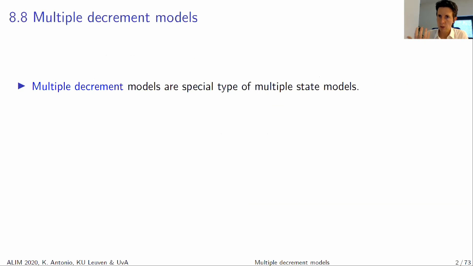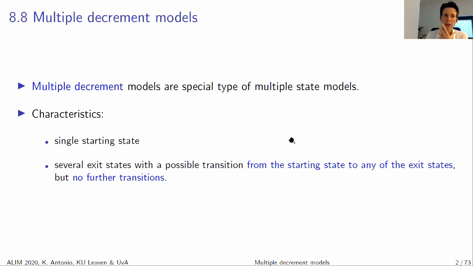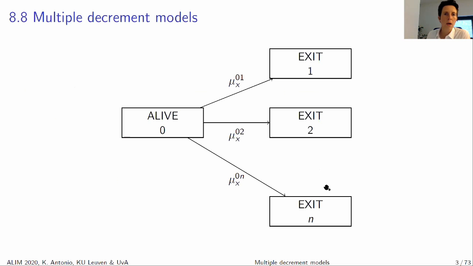So that's good news because it means that we can still use the machinery as we've been developing it so far. And what is special about such a multiple decrement model is that you've got a single starting state, and from there your policyholder can make transitions into one out of a list of multiple exit states. Okay, so you've got several exit states with a possible transition from your starting state to any of those exit states. No other transitions are allowed. So in fact, it's a really simple multi-state model.